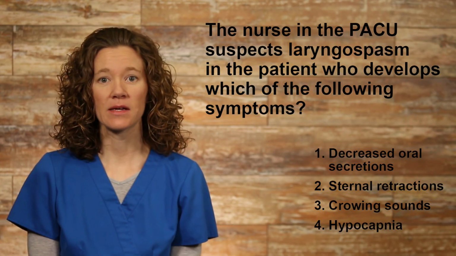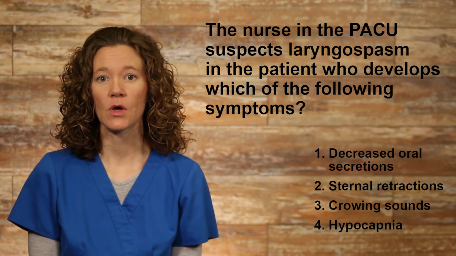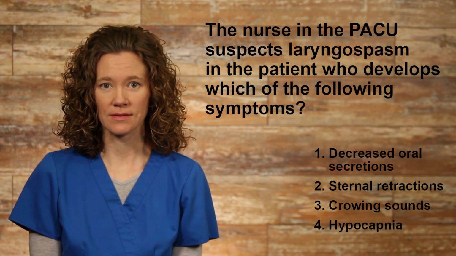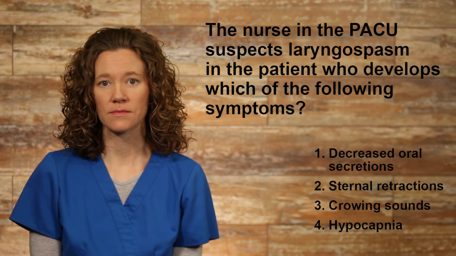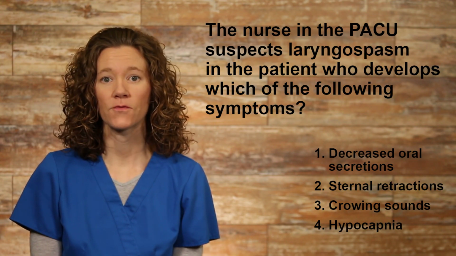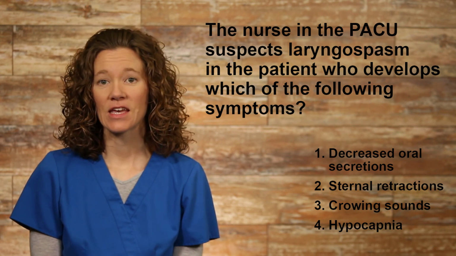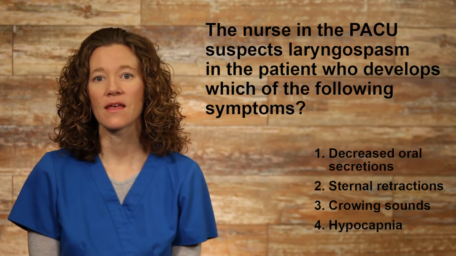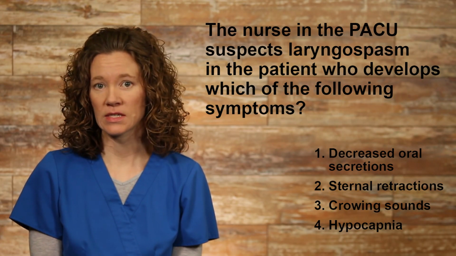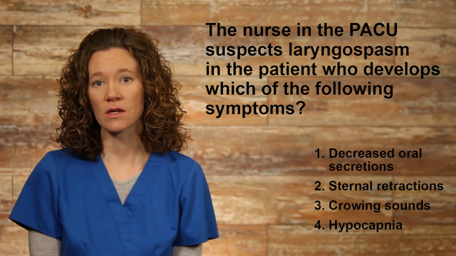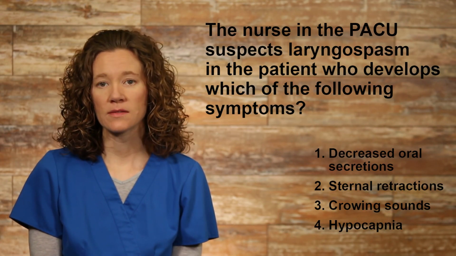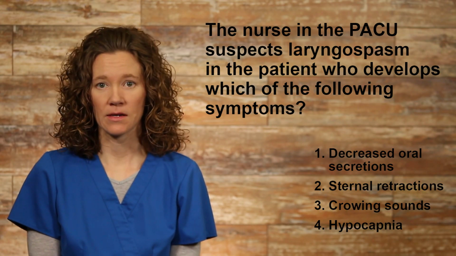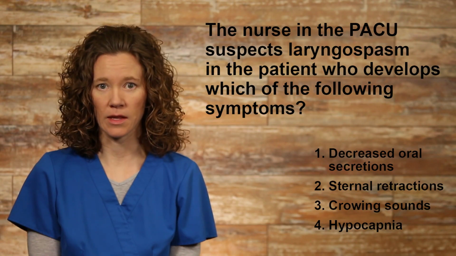The nurse in the PACU suspects laryngospasm in the patient who develops which one or more of the following symptoms? 1. Decreased oral secretions. 2. Sternal retractions. 3. Crowing sounds. 4. Hypocapnia. If you chose 2, sternal retractions, and 3, crowing sounds, you're right. The symptoms of laryngospasm include dyspnea, or difficulty breathing, which can cause sternal retractions, crowing sounds, hypoxemia, or low oxygen in the blood, and hypercapnia, or elevated carbon dioxide levels in the blood.